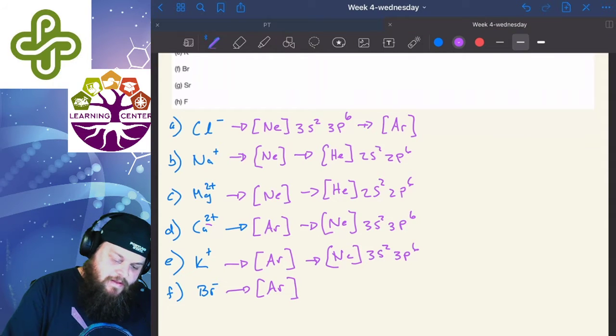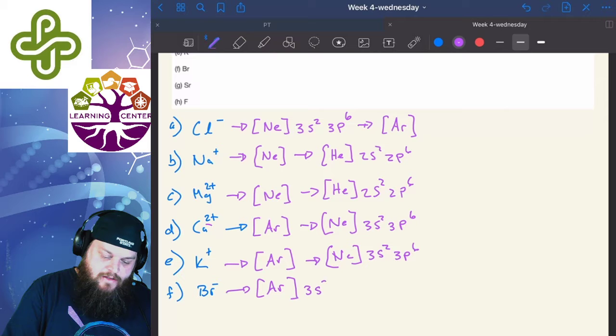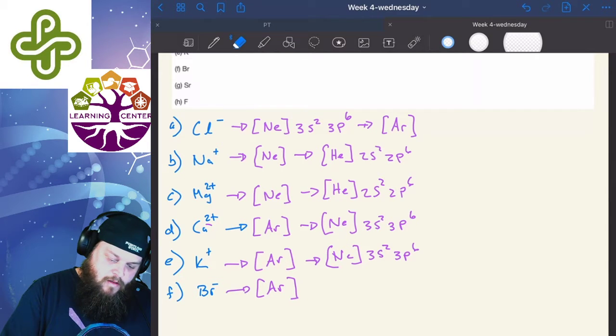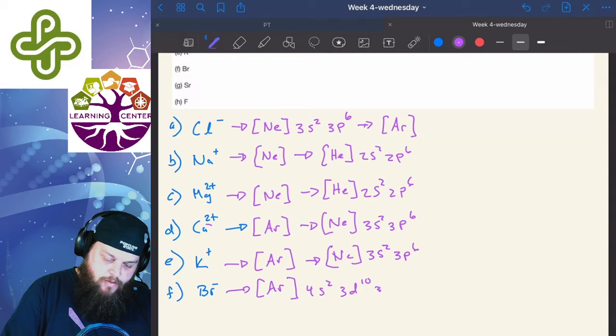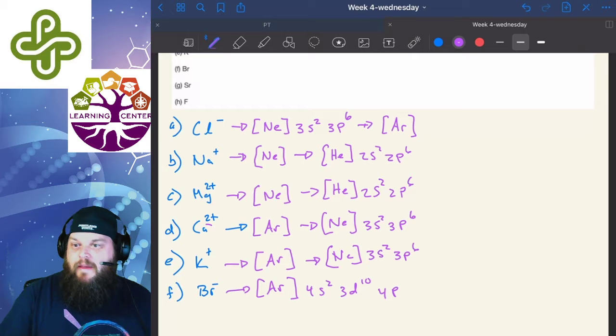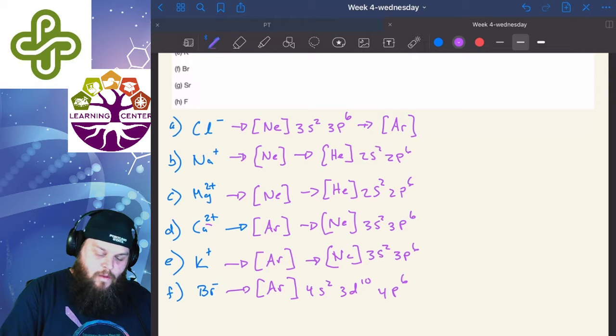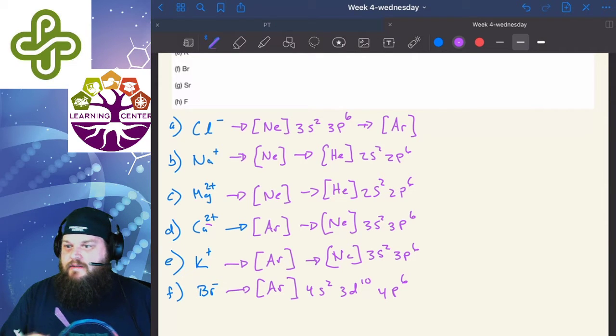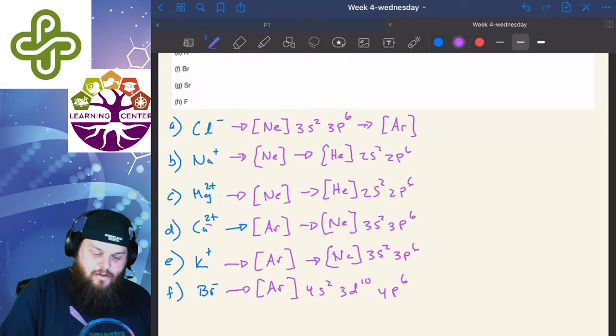So when we write this out, it's going to be argon core, 4s2, 3d10, 4p, and then it would normally be 4p5, but we're adding one extra electron to make it ionized, 4p6, which is the same as saying it's krypton.